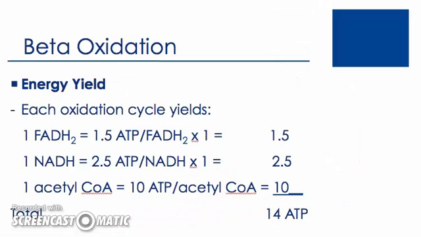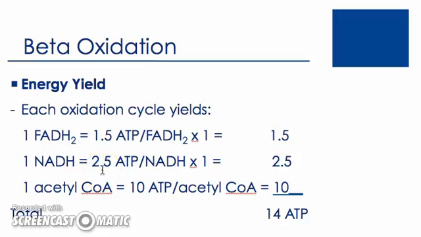This slide reviews the product yields of one beta oxidation cycle. And you can see with the 4 steps of beta oxidation, we have the products of an FADH2, an NADH, and acetyl-CoA, and with further oxidation through the electron transport chain, we know that 1 FADH2 produces 1.5 ATP.